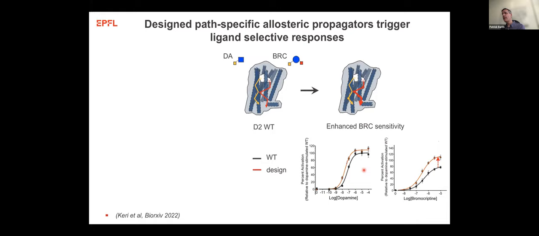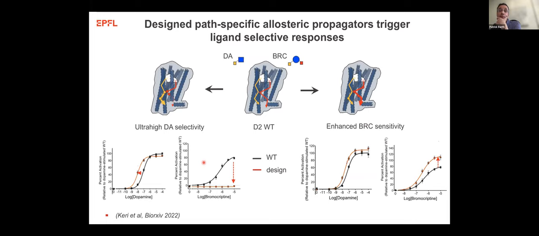We were also able to generate a dopamine receptor with very high selectivity to dopamine, because we were able to abrogate the signaling response to bromocriptine. So somehow these studies suggested, first, that pathway really matters, right?